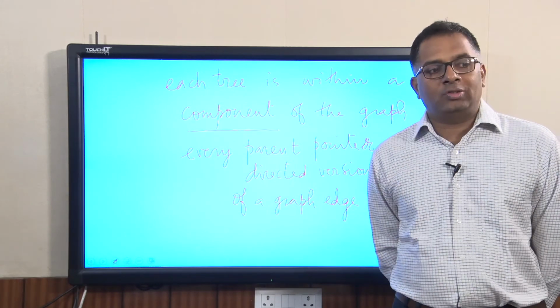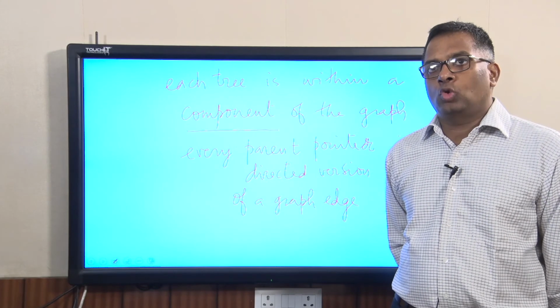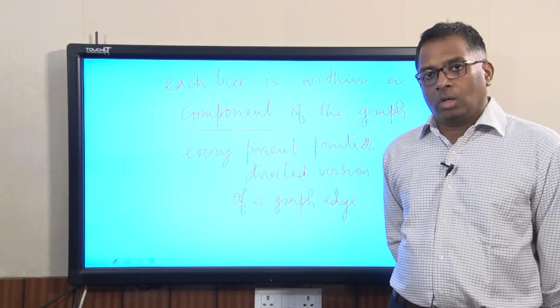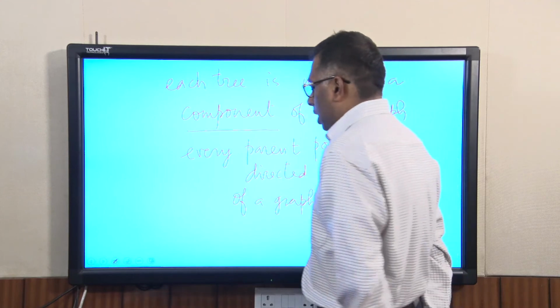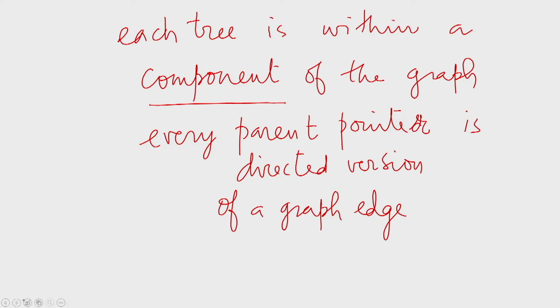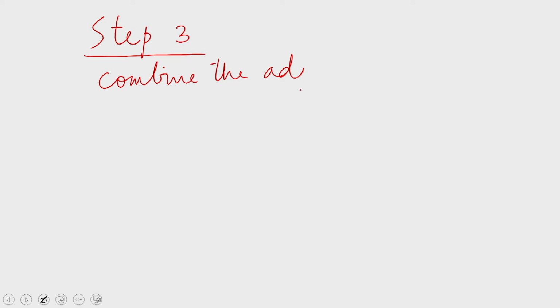So, this is exactly as in the example that we saw at the beginning of the lecture. We have chosen some edges. These edges will form a forest, and every tree in the forest is completely within a component. So, that is what we have done in step 2.2. Now, the third step involves combining the adjacency list of the vertices belonging to the same tree.